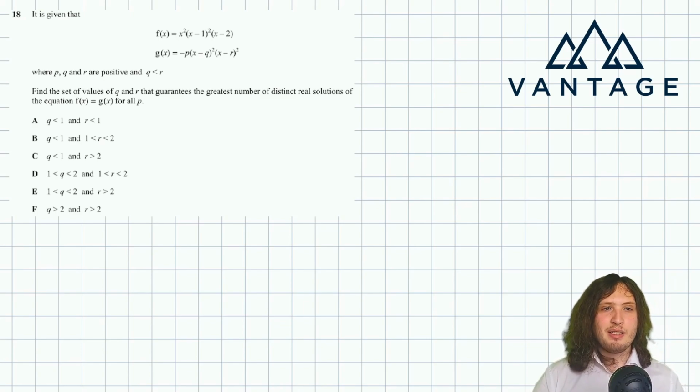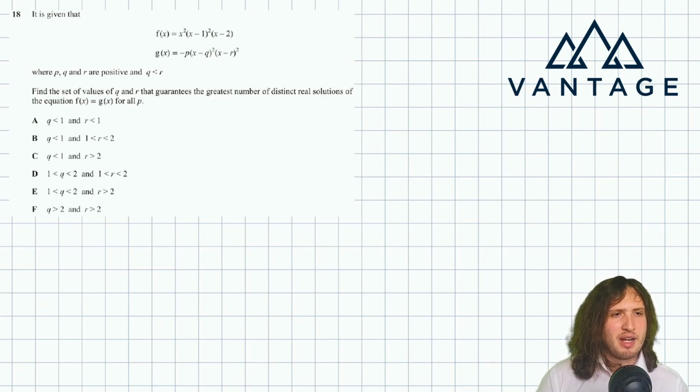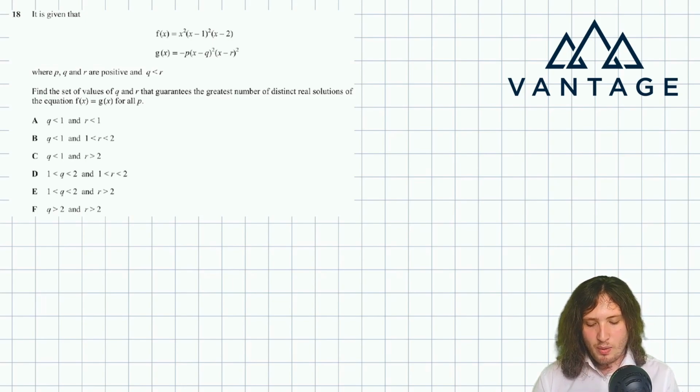In question 18, we're given that f of x equals x squared, x minus 1 squared, x minus 2, and g of x is minus p, x minus q squared, x minus r squared, where p, q, and r are positive and q is less than r. We need to find the set of values q and r that guarantee the greatest number of distinct real solutions to the equation f of x equals g of x for all p.